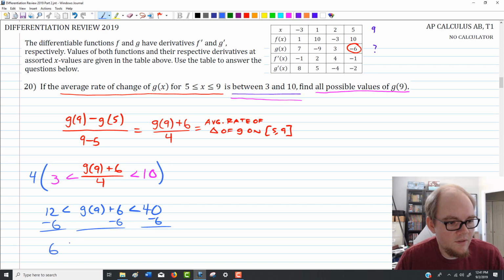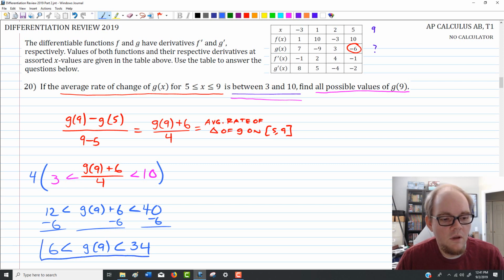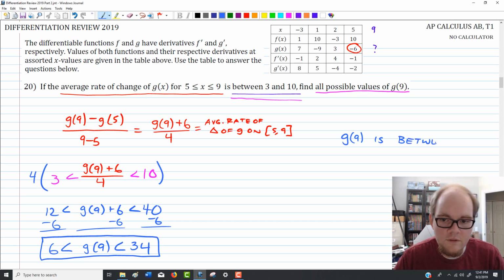What this leaves us is 6 is less than g of 9 is less than 34. And we're supposed to find all the values. Those are all the values that we could possibly get. So if you wanted to rephrase your answer, you could say g of 9 is between, and give those two values itself. So g of 9 has to fall between 6 and 34 in order for the average rate of change to be between 3 and 10.